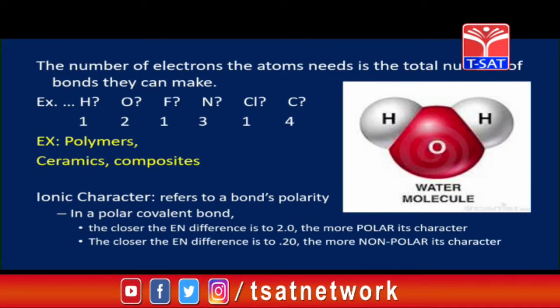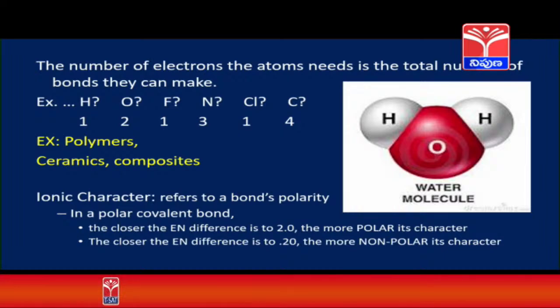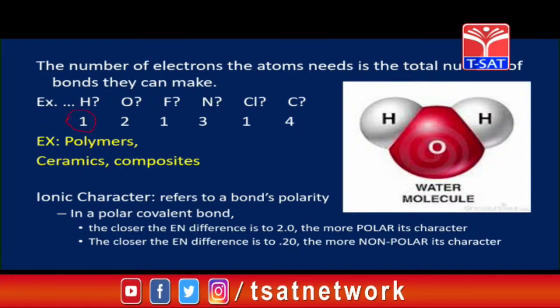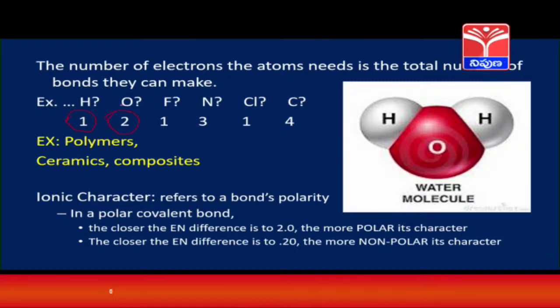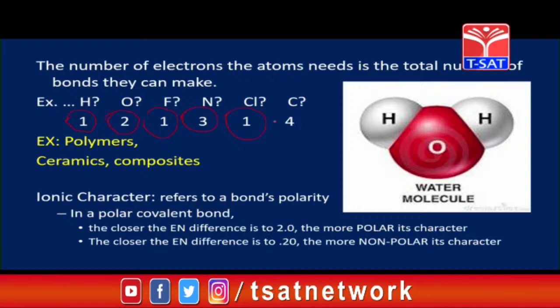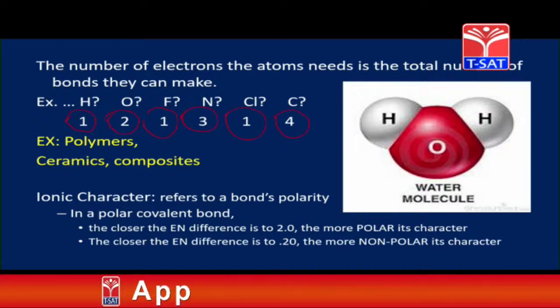See here, the number of electrons the atom needs is the total number of bonds they can make. So, hydrogen requires 1 electron to acquire the configuration of noble gas. That means, hydrogen forms 1 covalent bond. Oxygen requires 2 electrons to acquire the noble gas configuration. That is why oxygen forms 2 bonds. Fluorine forms 1 bond. Nitrogen forms 3 covalent bonds. Chlorine forms 1 covalent bond. Carbon forms 4 covalent bonds. That is why we call carbon tetravalent.